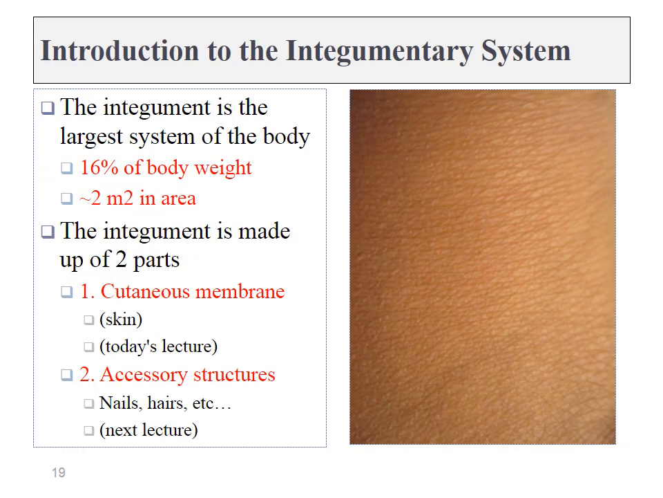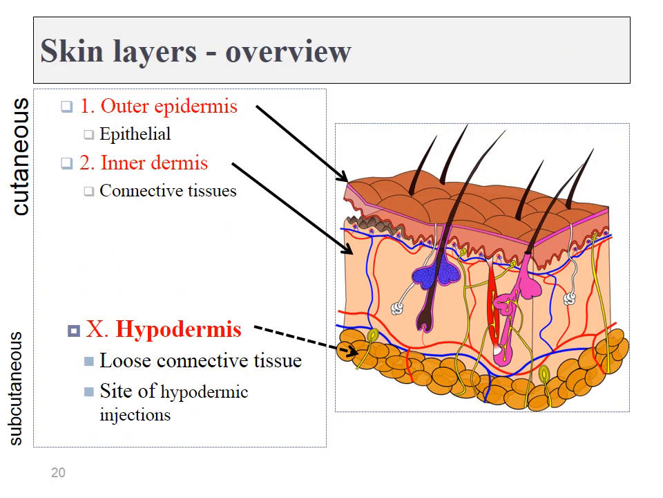To start off, the skin is the largest organ in the body. It's made of two major portions, one part that we call the cutaneous membrane, and then the rest of the accessory structures. The cutaneous membrane consists of the epidermis and the dermis. Below that is the hypodermis, which is not considered part of the skin.